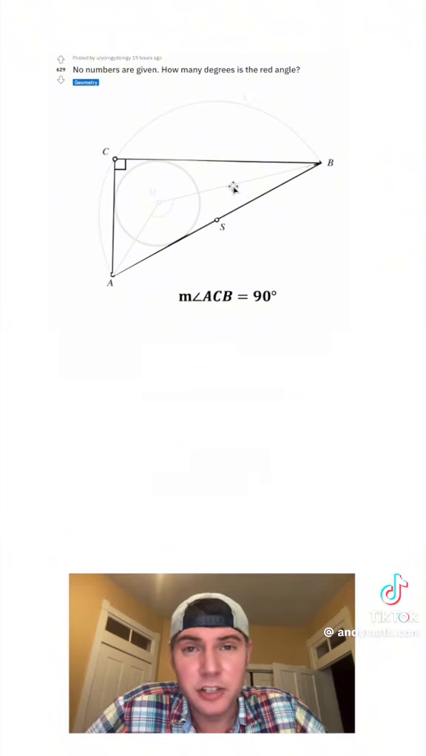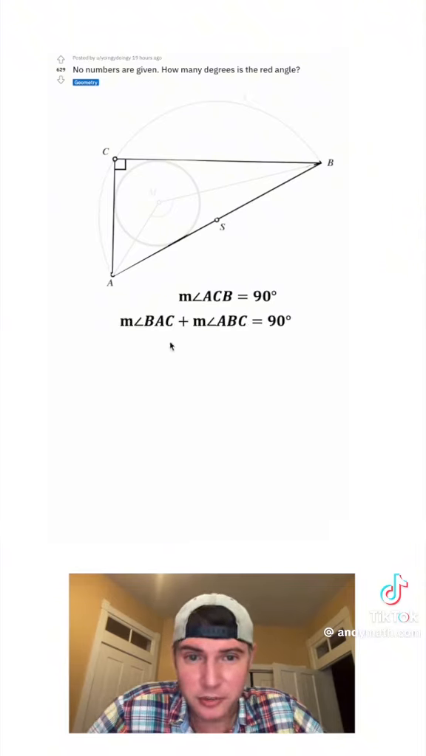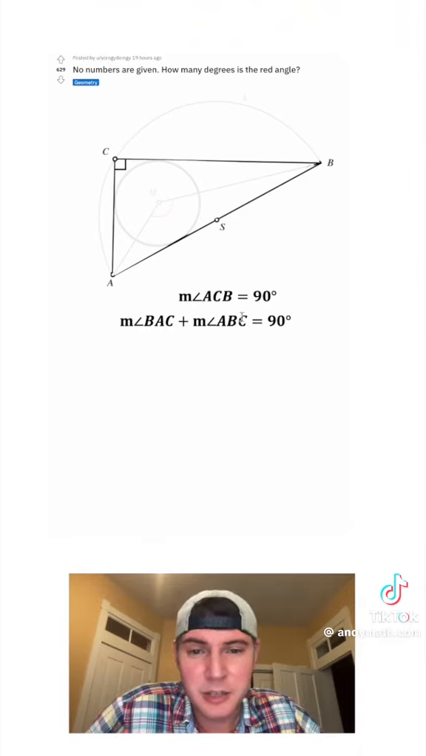Since there's 180 degrees total in a triangle, these other two angles must add to 90 degrees. And once again, that's because we need all three of these angles to add up to 180 degrees.